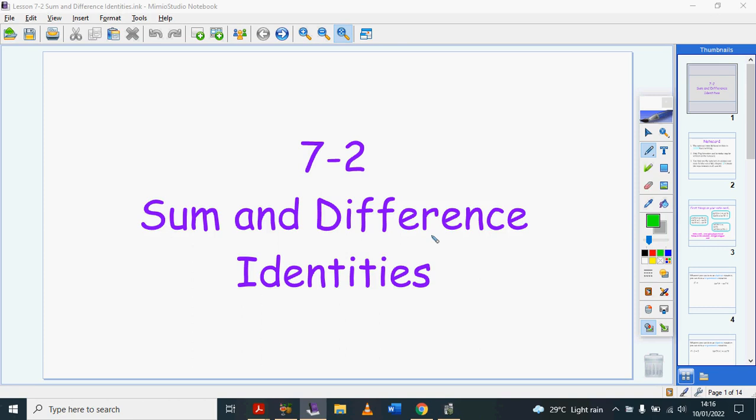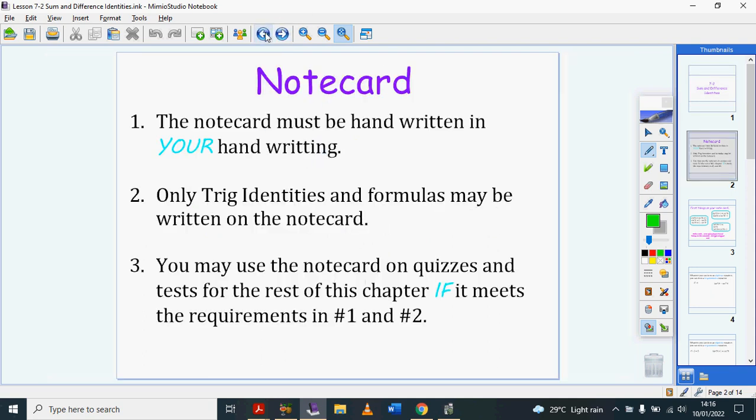So we'll talk about sum and difference identities today, and right now you're probably wondering what does that mean or what is that, but in very few minutes you will be pros at sum and difference identities.